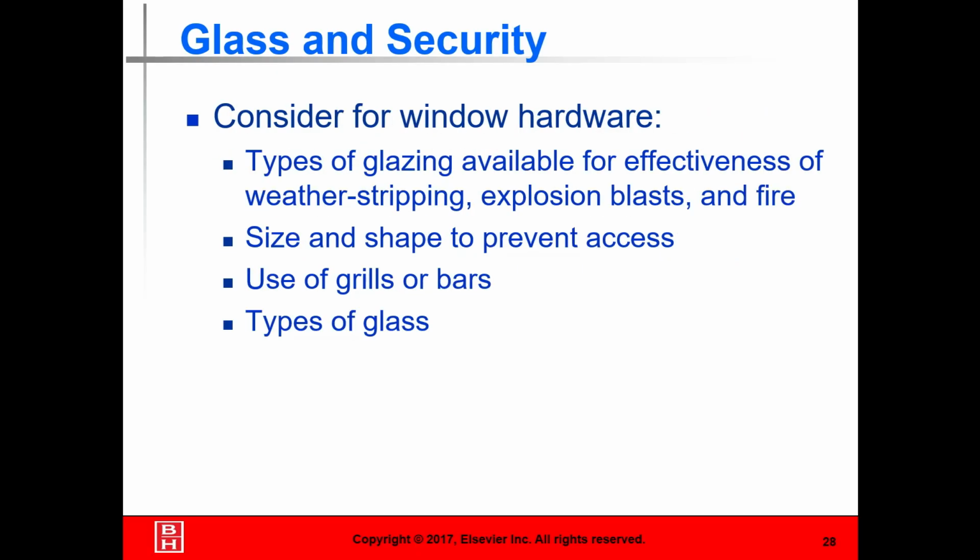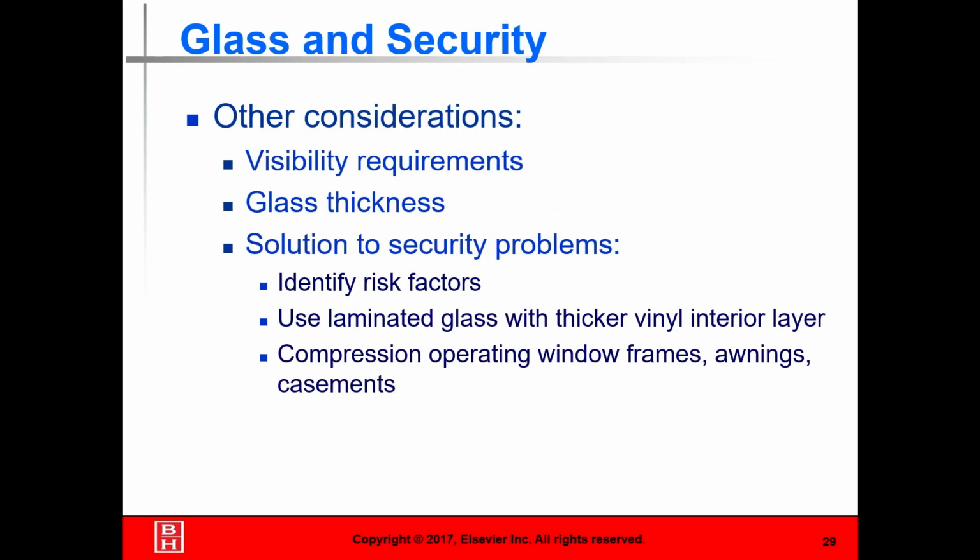Consider window hardware, types of glazing available, the size and shape to prevent access. Smaller is better. Use of grills to put in there so people can't get in. Plate glass, sheet glass, float glass, types of different glasses. Window types.